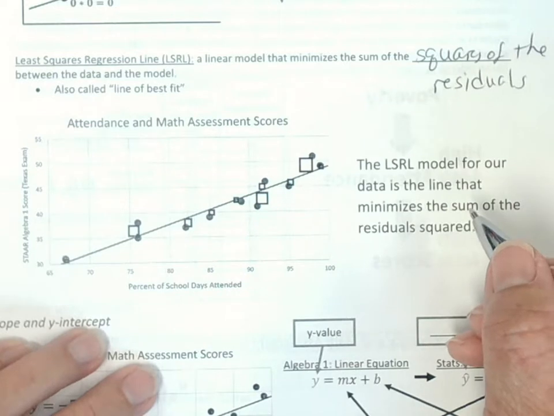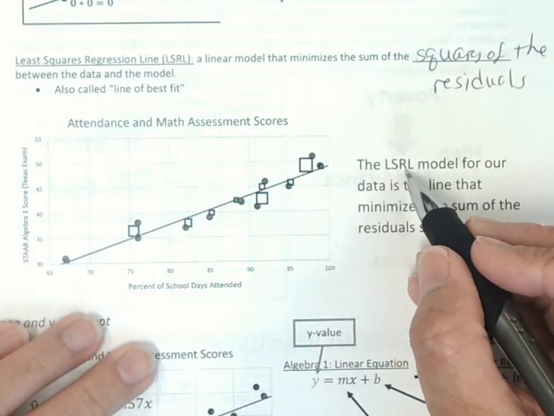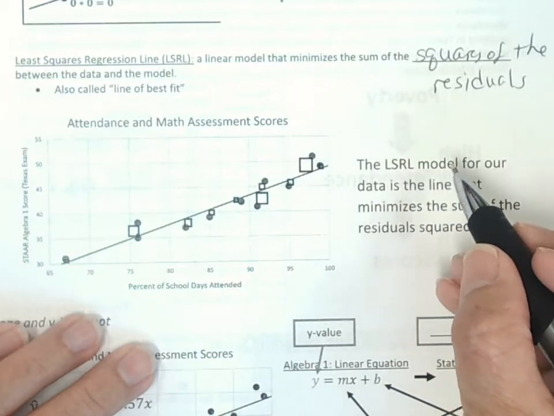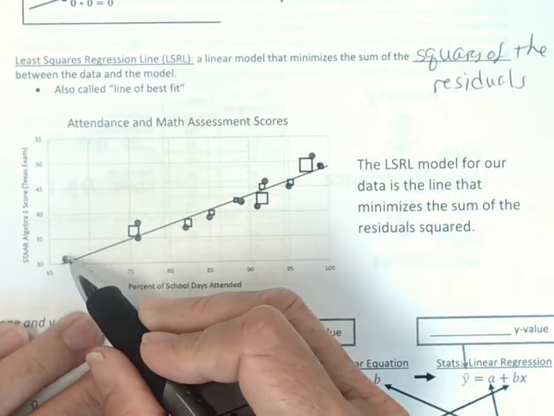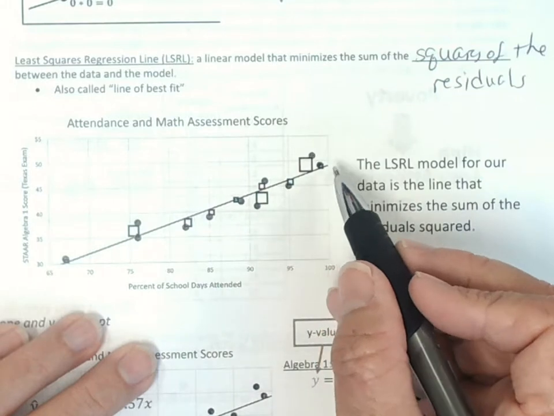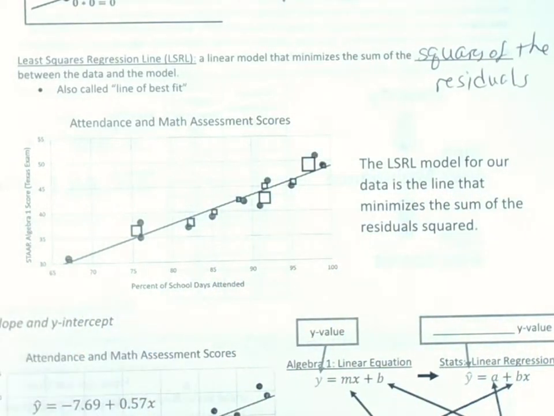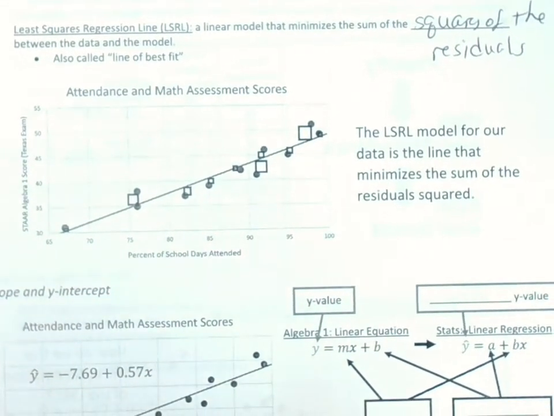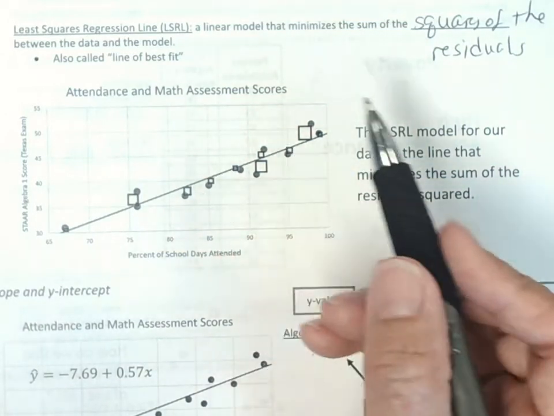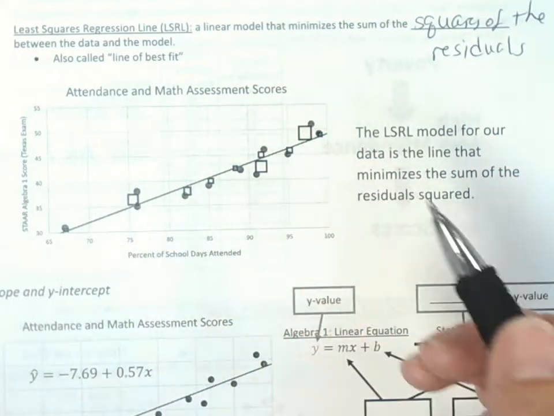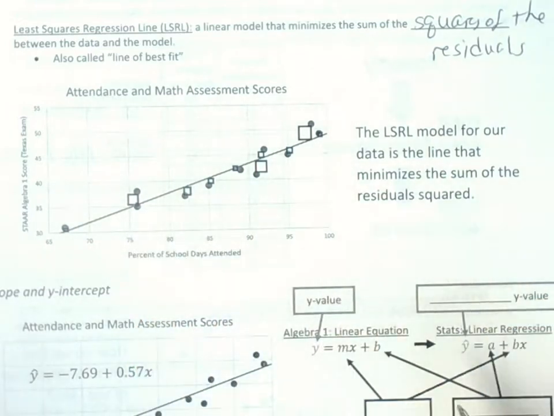Okay? So the least squares regression line model is going to be the one that minimizes the sum of these squares. And again, there will be a formula for this. We do not want to do it by hand by any stretch of the imagination. Okay? So we could do it, we don't want to. So that is how we find the line. It's going to have the smallest sum of the squares.